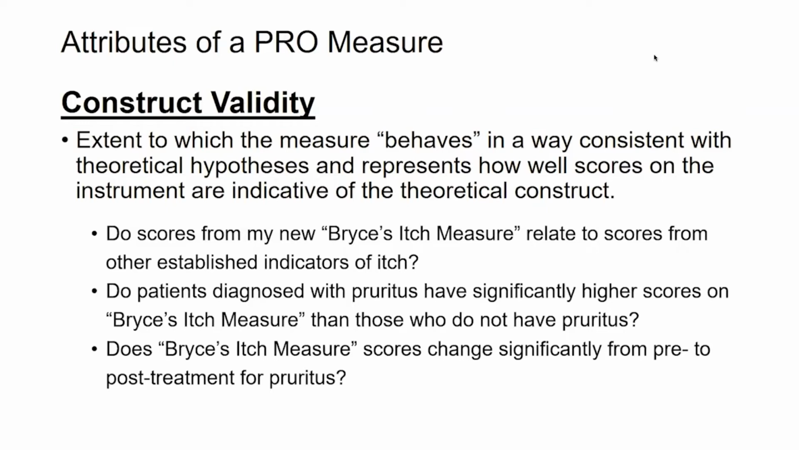A third question we might ask related to construct validity is if we had a known treatment, maybe an ointment or cream that removes the itch, we would expect that if we collected scores on Bryce's new itch measure both before the treatment and after the treatment, we should see the scores significantly get lower. So again, these are all examples of ways we test to make sure this PRO measure is performing as we'd expect in terms of its validity.